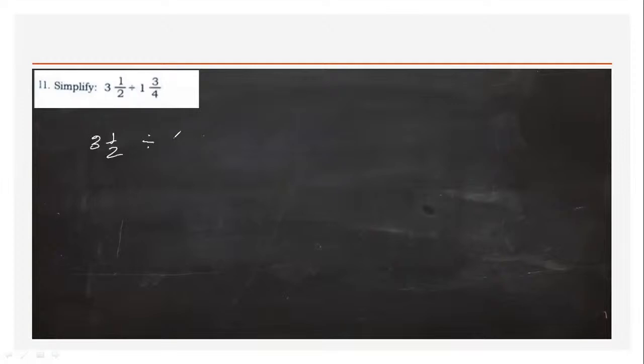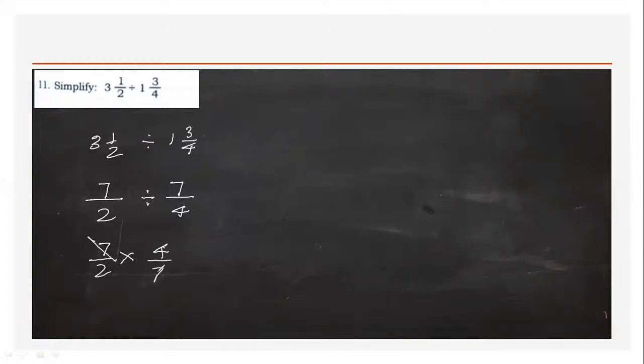Simplify: 3½ divided by 1¾. What is our first step? We have to convert these to improper fractions. 2 times 3, 6 and 1, 7/2. Divided by 4 times 1, 4 and 3, 7/4. Now with the multiplication sign, write the reciprocal, 4/7. Cancel out over the line and below the line. How many 2's here? 1. How many 2's here? 2. Answer is 2.